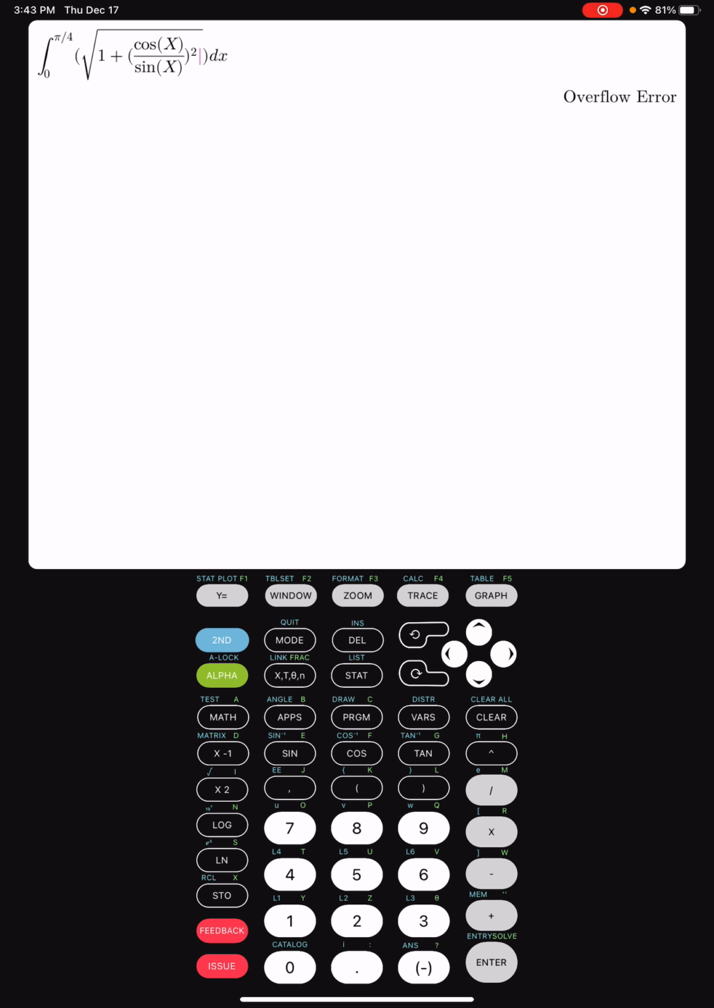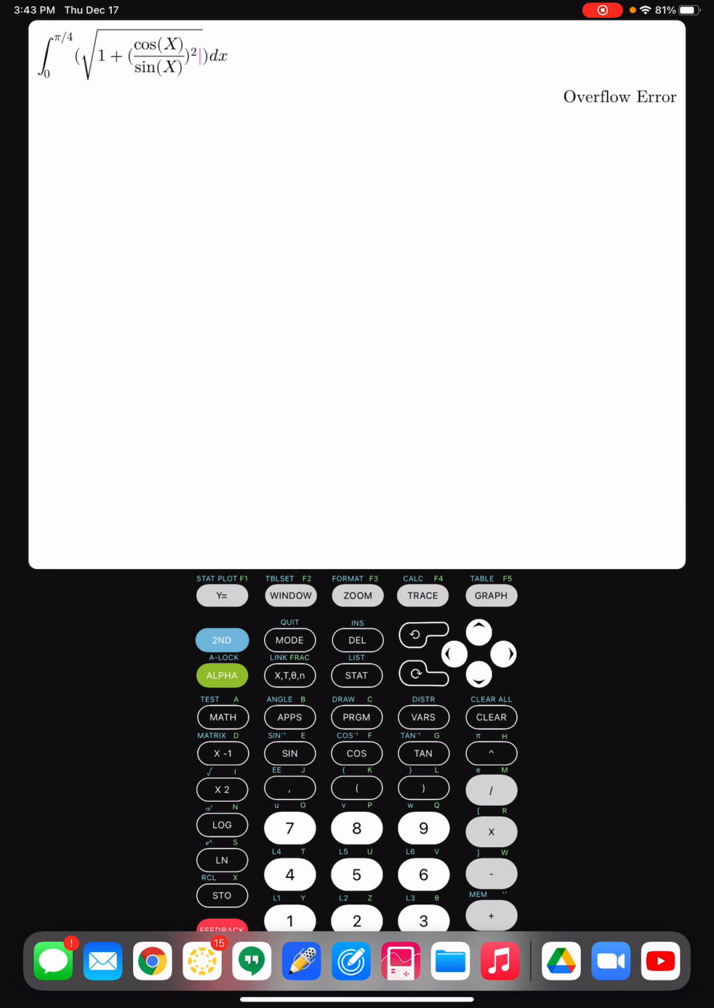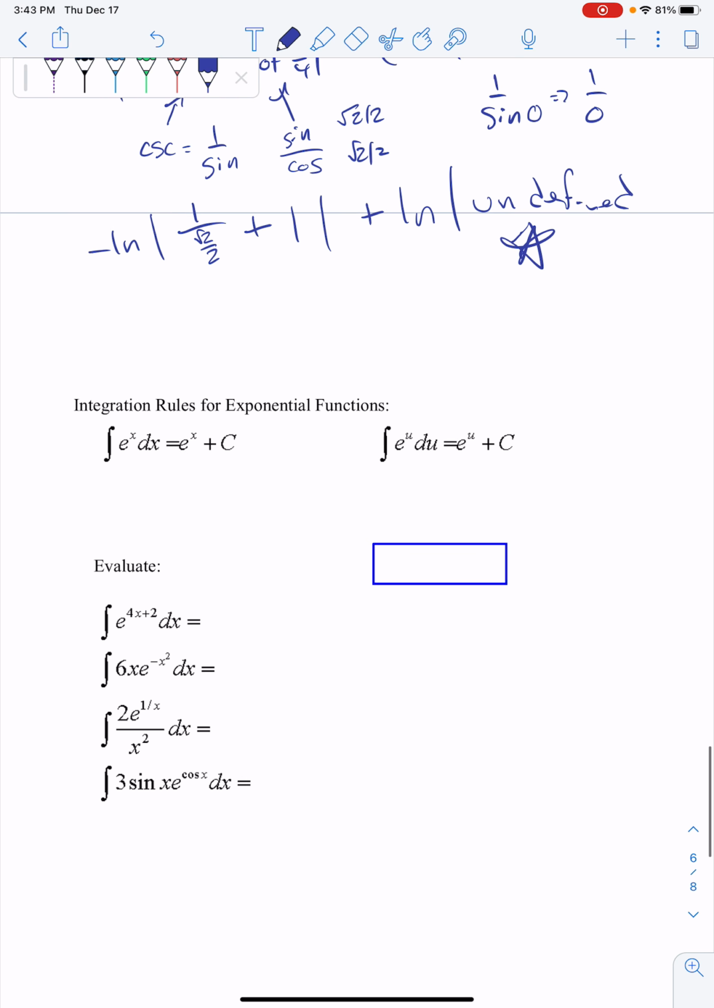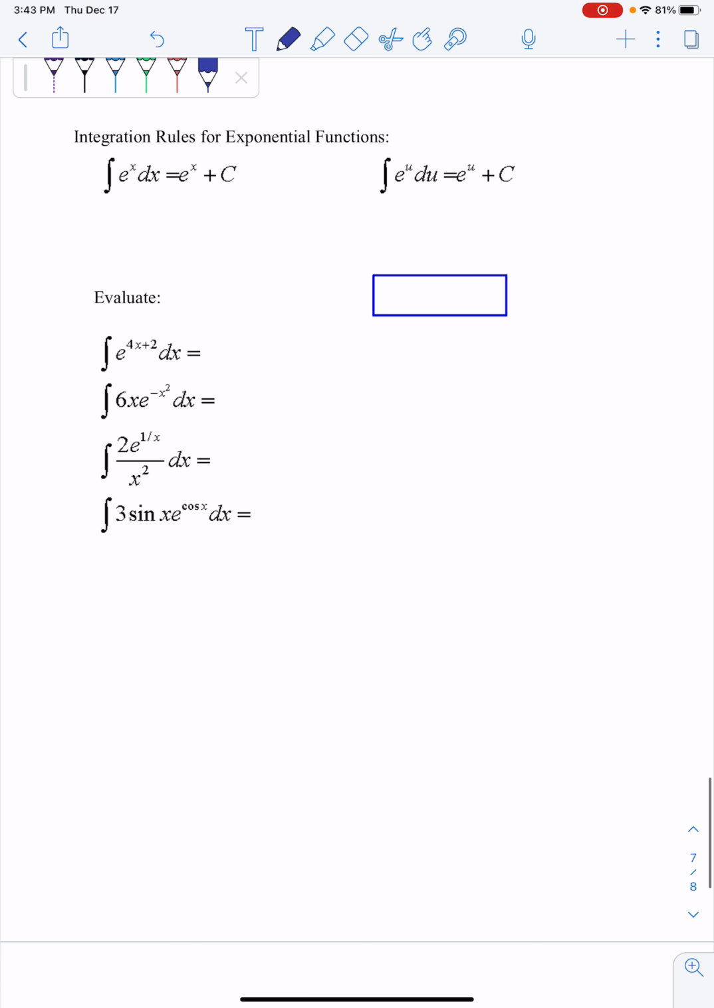So if I hit enter, I get an overflow error, which means it's dealing with something that doesn't work. So undefined is a great answer for this one. I didn't make any mathematical mistakes, which is good because I don't want to re-record this video. I like doing things the right way. We'll save our mistakes for later because I'm sure there'll be one.